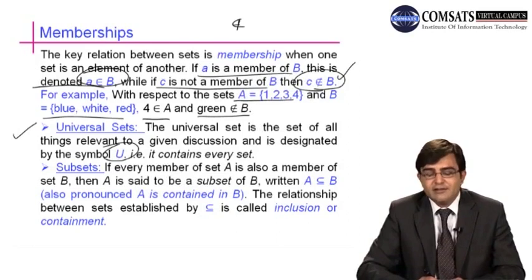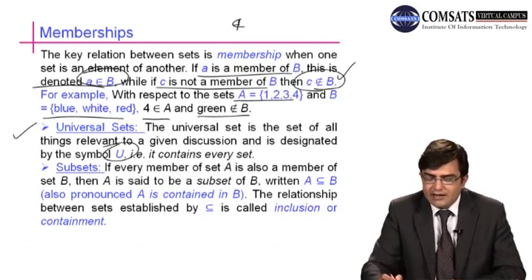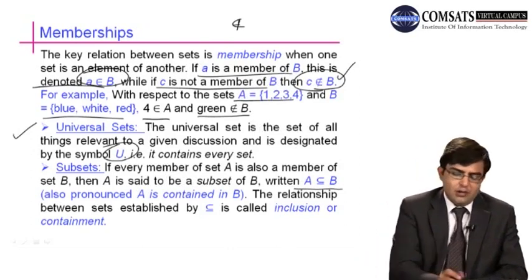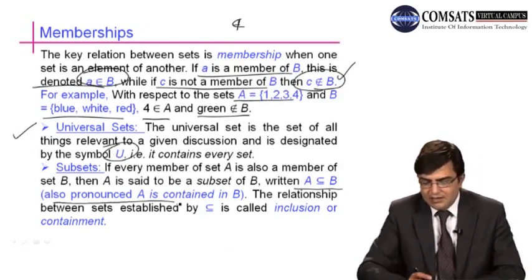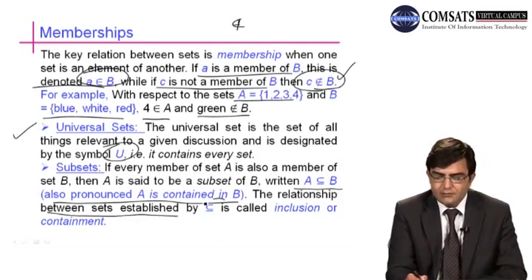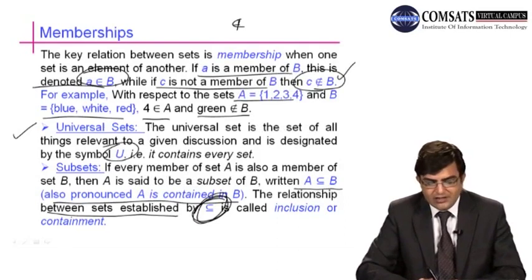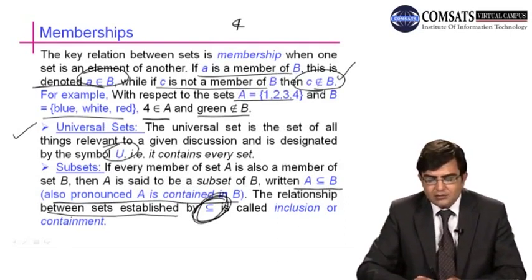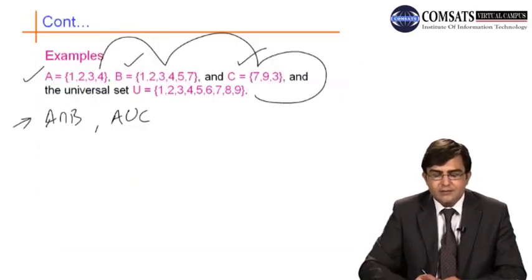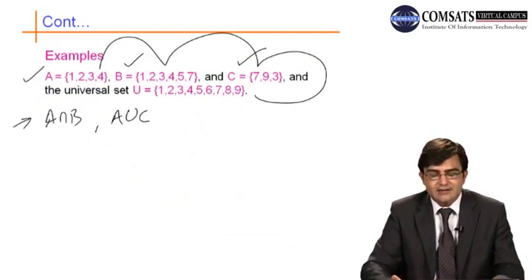Subsets: if every member of a set A is also a member of another set B, then A is said to be a subset of B and written as A is a subset of B. Also pronounced as A is contained in B. The relationship between sets established by this symbol is called inclusion or containment. So subsets, I hope universal sets and subsets you already know, and you can quickly understand these things.